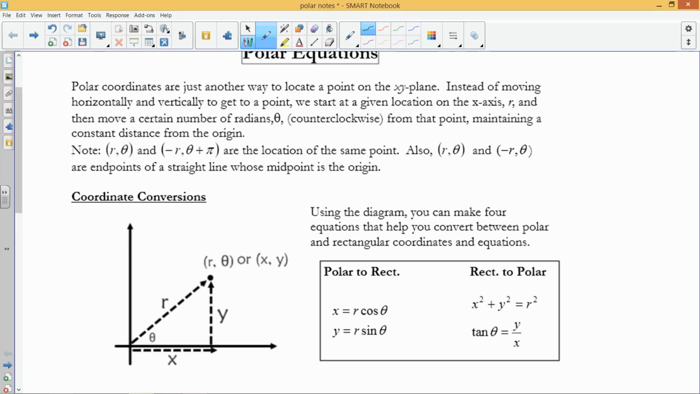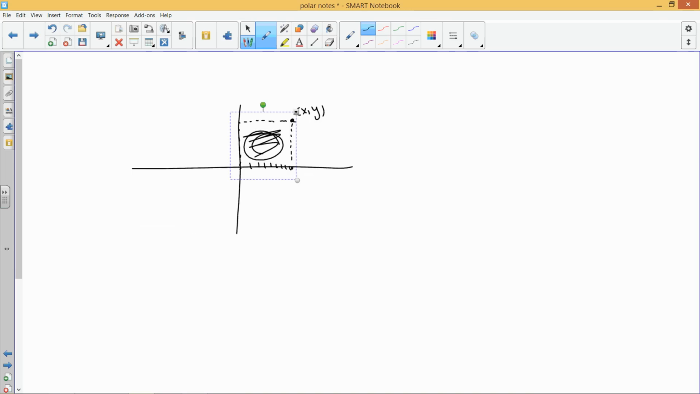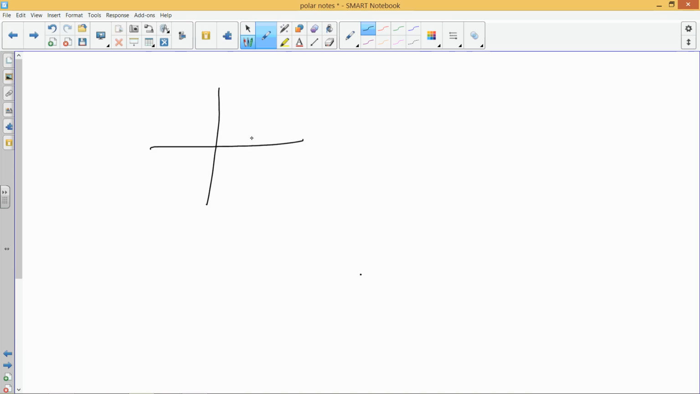Now, what does it mean when you have negative r and theta plus pi? Well, if we go back to this other page, if we have something on the xy axis, and I wanted to plot the point 4 comma pi over 4, this always has to be in radians, by the way, that means I go out 4 units from the origin, and then follow a circular path pi over 4 radians away, which is 45 degrees, which is going to put me right here. So this distance is still 4, and this angle is pi over 4 radians. Okay, so that's 4, pi over 4.